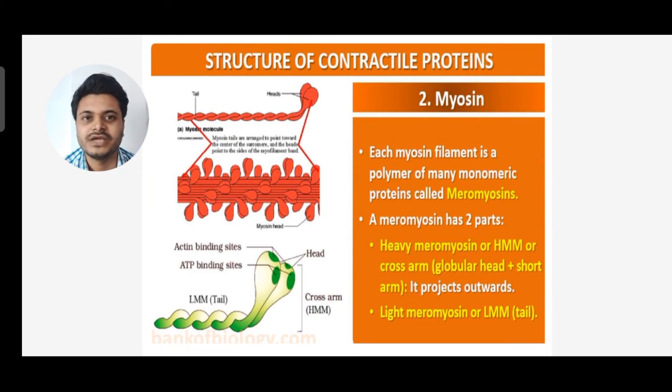Now myosin. What is myosin? Each myosin filament is a polymer of many monomeric proteins called meromyosins, and meromyosin has two parts. One is heavy meromyosin or HMM, the cross arm, that is the globular head and short arm, which projects outward. Next is light meromyosin or LMM, that is the tail. You can see the tail region and the head region in the picture.